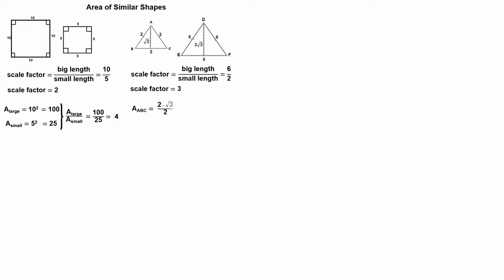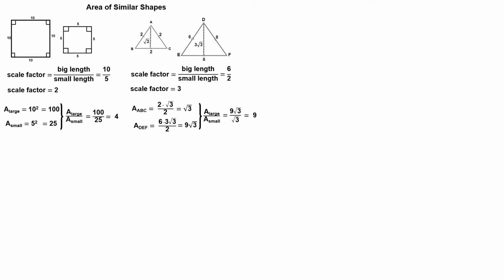The area of the smaller triangle is square root of 3 centimeters squared. The area of the larger triangle is 9 times square root of 3. The ratio of the areas of these triangles is 9. It means that the area of the larger triangle is 9 times larger than the area of the smaller triangle.